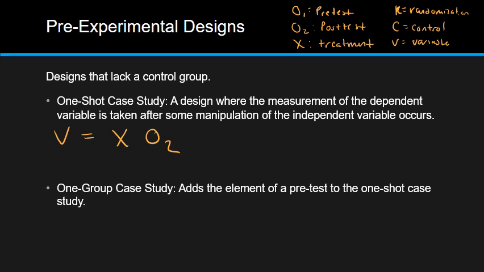You can also do a one-group case study, and the only difference here is you're adding a pre-test to the one-shot case study. So this is what you would have. You would have a pre-test, then your treatment, then your post-test. Okay? So maybe we'll show you an ad, and maybe before, we'll have you take an attitude measure about how you feel about Donald Trump.